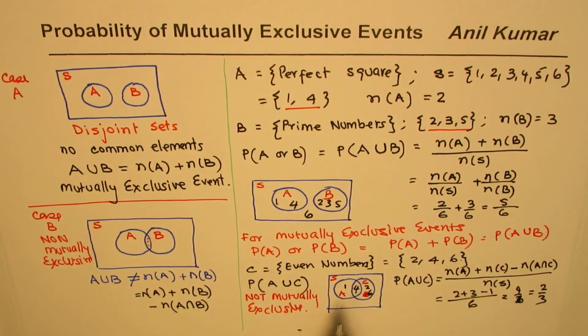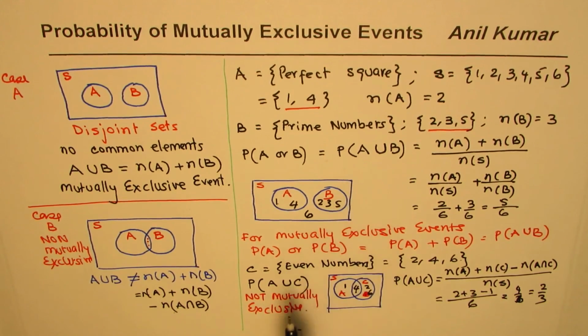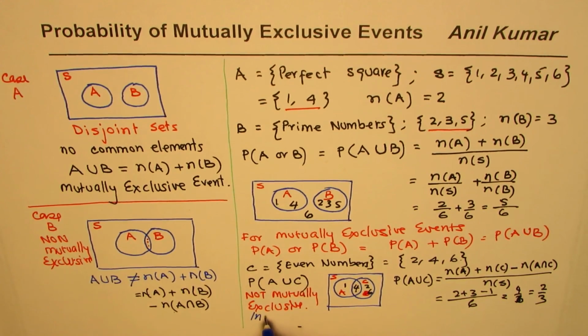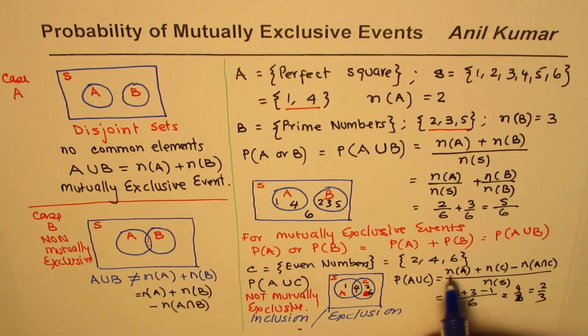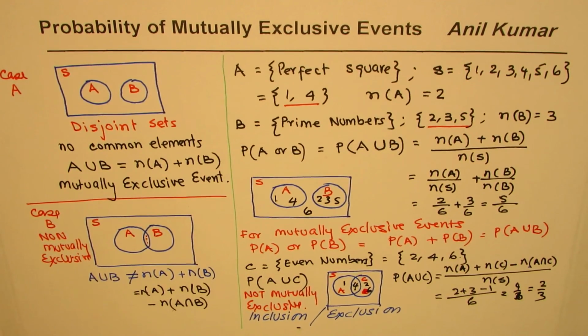So what you learn here is mutually exclusive means nothing common, disjoint sets, and so you can just add up the probabilities. But if the events are not mutually exclusive, then you have to take away the ones which are included twice, right? So we'll talk about the principle of inclusion and exclusion. You include it when you do A plus B twice, and so you have to exclude it. That's the whole idea. I hope with this the concept is very clear. We'll take a few more examples to elaborate.